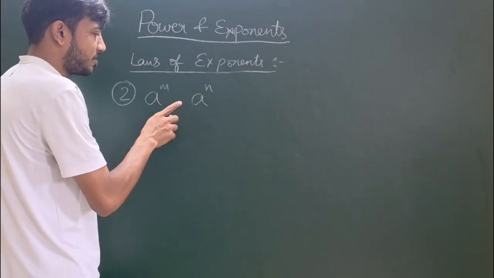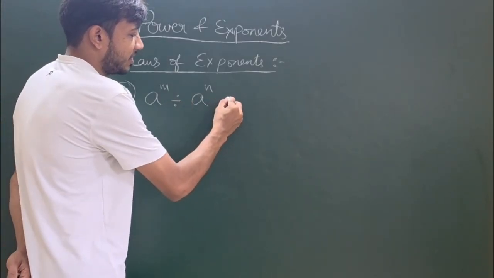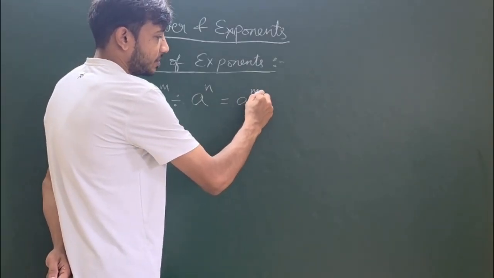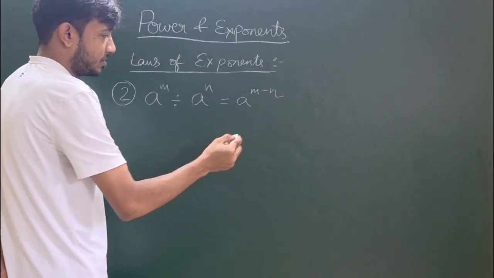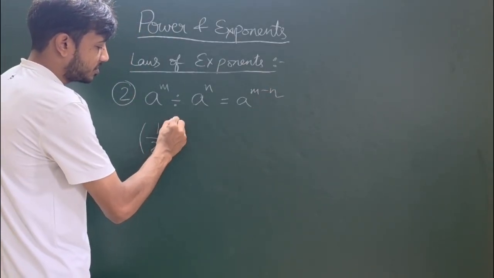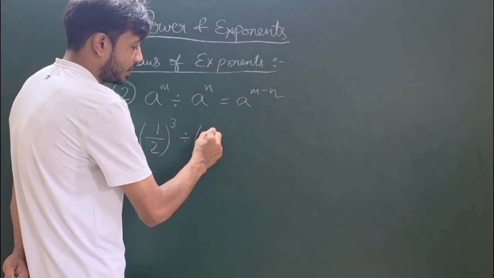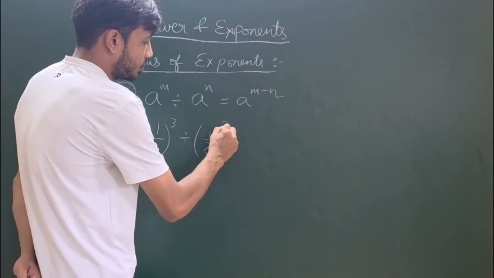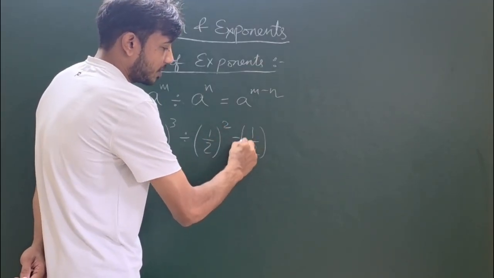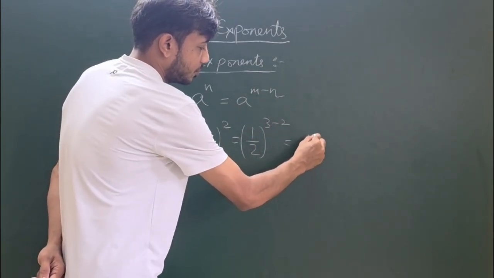If two numbers of the same base having different powers are divided by each other, then we can say the base will be the same and the powers will be subtracted. For example, if we say 1 upon 2 to the power 3 divided by 1 upon 2 to the power 2, then we can conclude 1 upon 2 to the power 3 minus 2, that is equal to 1 upon 2 to the power 1.